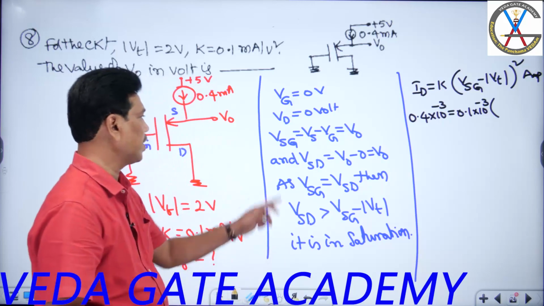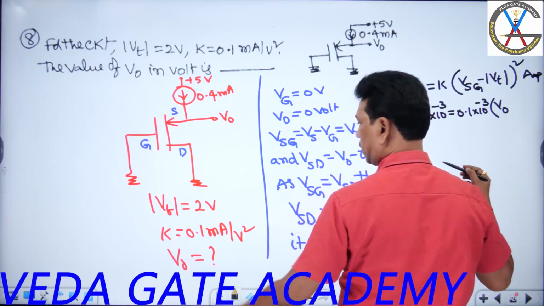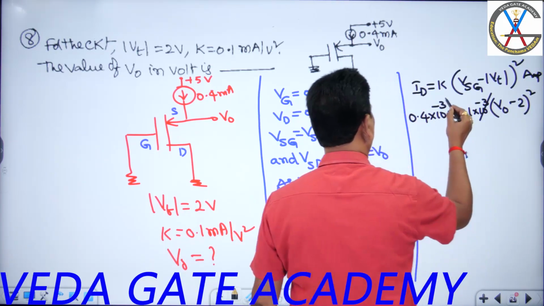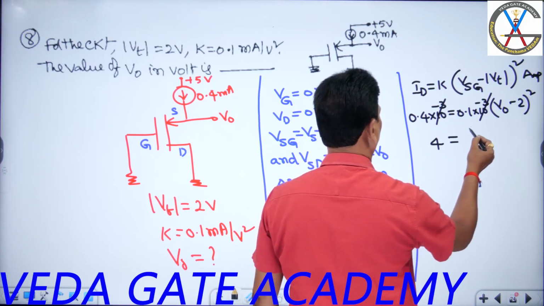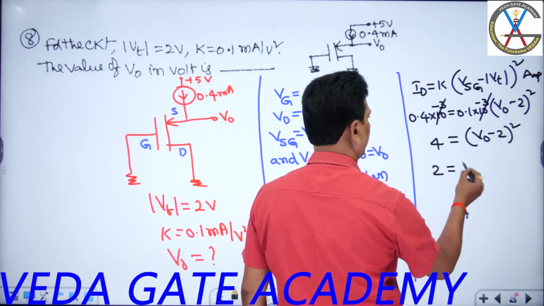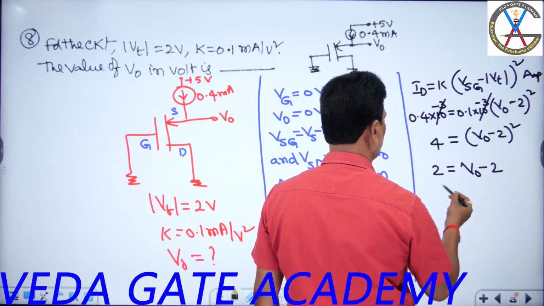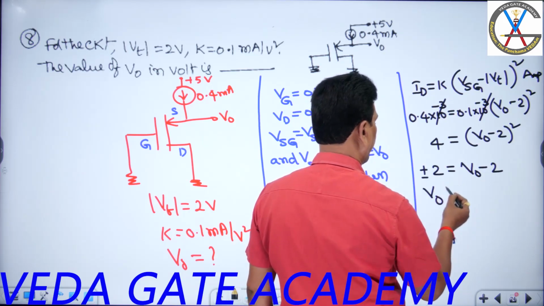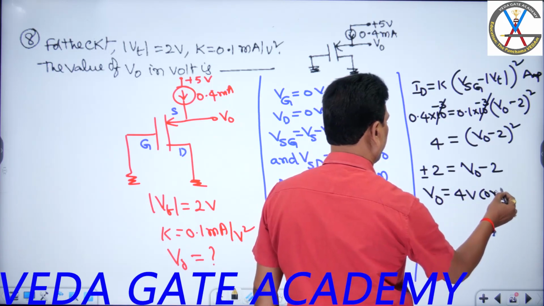VSG is equal to V0. Modulus of VT is given, students, 2, whole square. Milli cancels, so this becomes 4. 4 equals (V0 minus 2) whole square. That becomes 2, so that is V0 minus 2. Take V0 this side. So V0 equals 2 plus 2, which becomes 4 volt, or 2 minus 2, which becomes 0 volt.